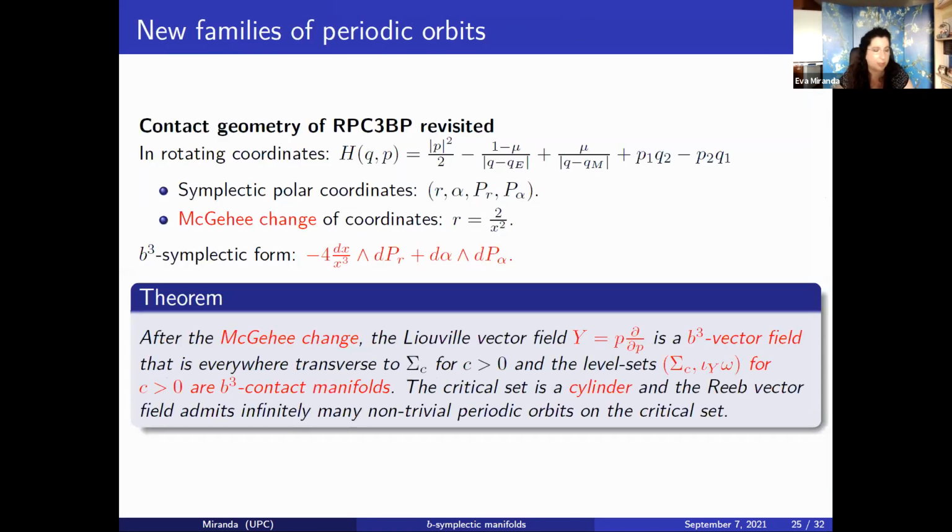Can you tell me something new? Yes, I can tell you something new. We start with this b^3 symplectic form, the one that Joachim computed. And what's beautiful is that with the Hamiltonian that I showed you, once you go to these rotating coordinates, this is a Liouville vector field. So you get a b-contact structure.